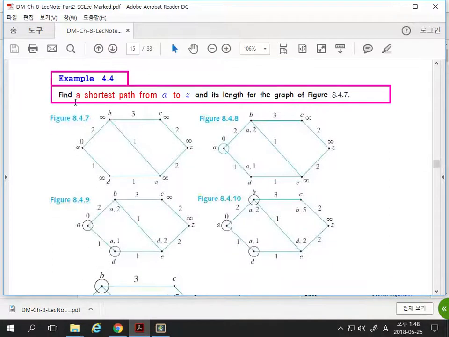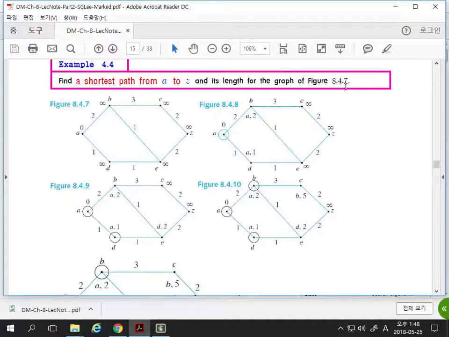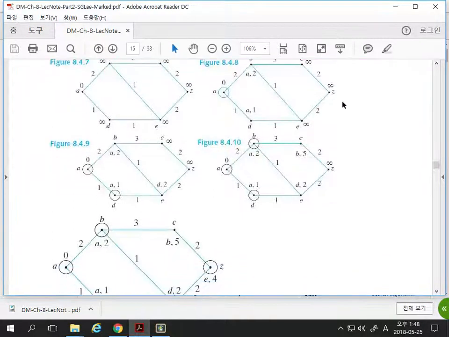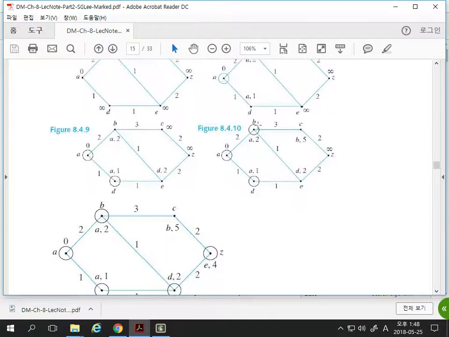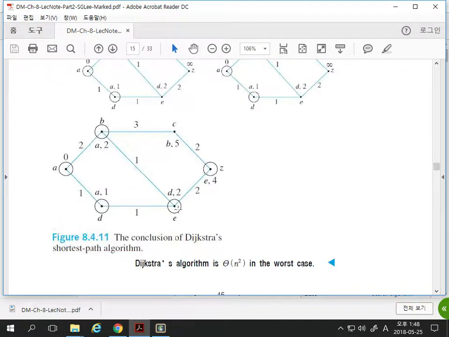Next, find the shortest path from A to G and its length for the graph of figure 8.4.7. Here, you start from here and you choose A first, then you choose D, and then you choose B, compare those two, and you discard D, and you choose D, B, and then E and G.